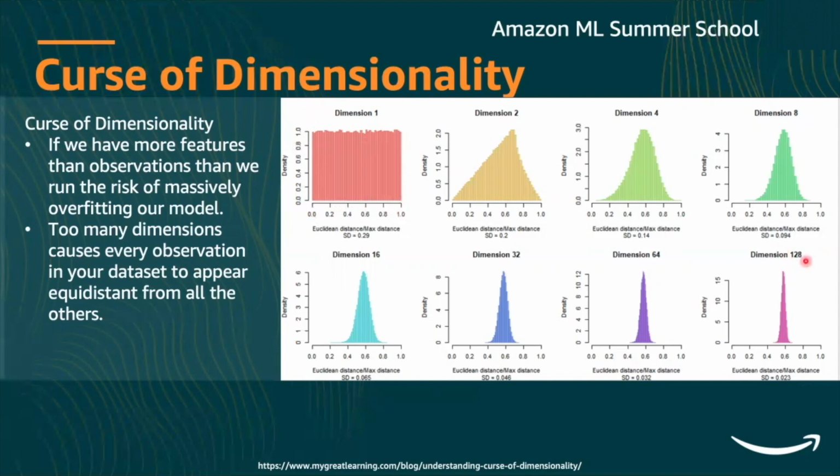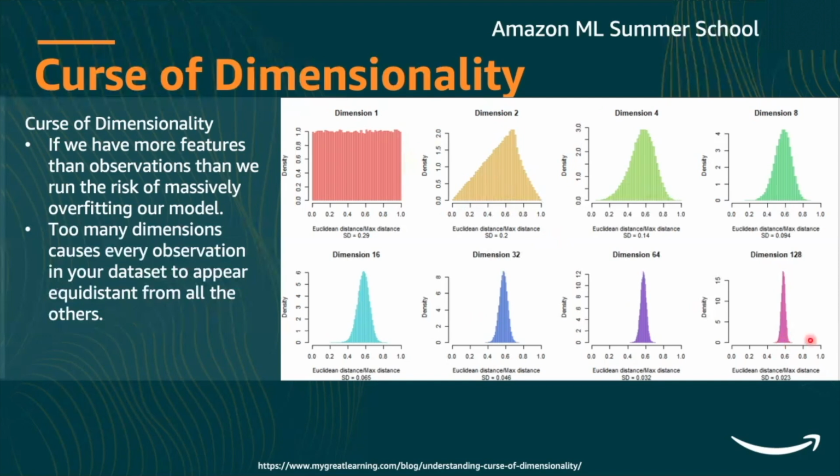Now, as the number of dimensions increases, we see that the spread decreases, which implies that more and more samples have similar distances. Let's say here in 128 dimensions, this is peaked at 0.6. So what you can conclude is that more and more samples have a distance of 0.6. Any pair you choose would have a distance of 0.6.